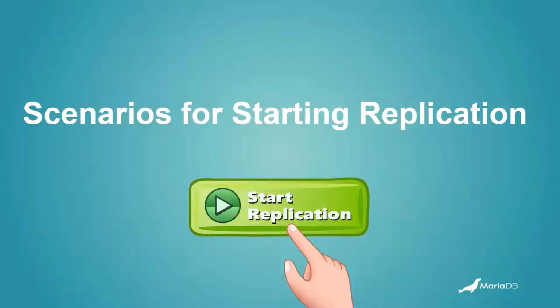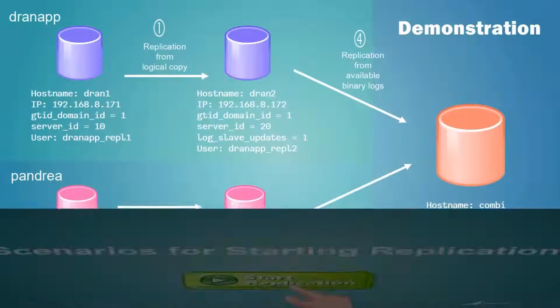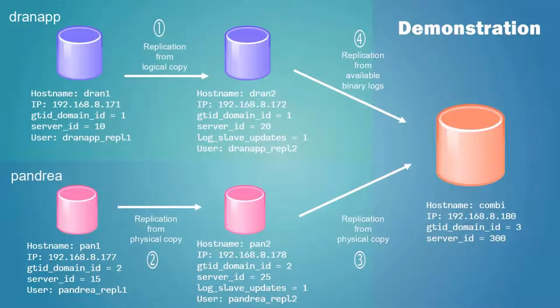Scenarios for starting replication. I'm going to demonstrate building the topology that you see here. There are 4 steps. 1. Replicate the dranap database using a logical copy of data. 2. Replicate the pandrea database using a physical copy of data. 3. Replicate the pandrea database to combi using a physical copy of data. And 4. Replicate the dranap database to combi by applying the binary logs.